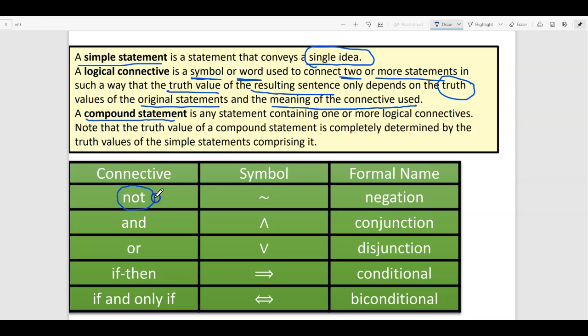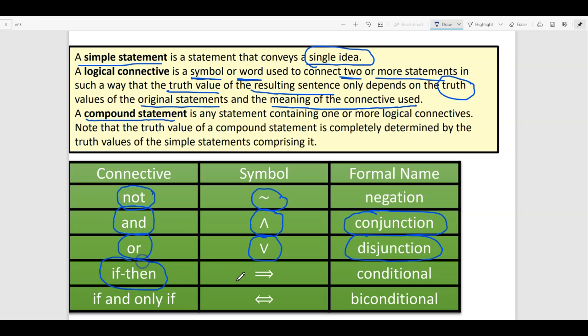So if you're negating, you use this symbol, right? Not, and the formal name is negation. And is an inverted V, and you call it conjunction. Very important. Or is a capital V, you call it disjunction. I like pink or blue. I like pink and blue.